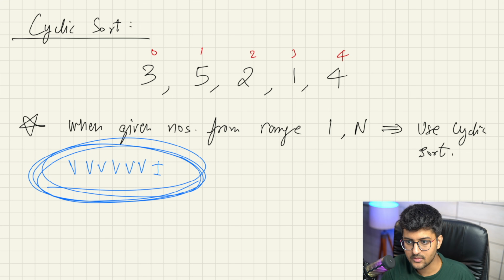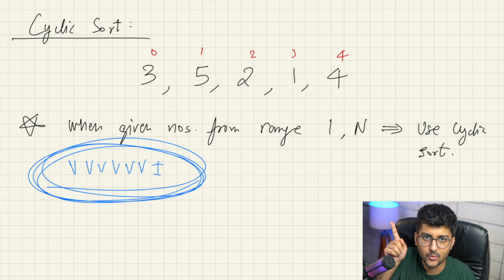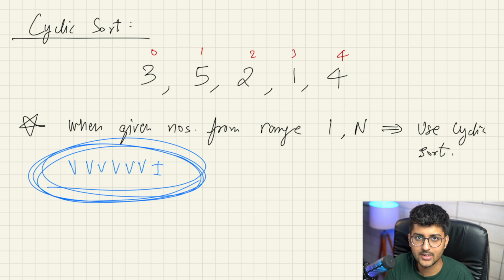Some Amazon questions will be like: you're given numbers from 1 to n, find the missing number. You're given some unsorted array, find the smallest positive missing number. You're given numbers from 1 to n, find the duplicate number. So what do all these things have in common? 1 to n. So whenever you see a question that has a range given from 1 to n, what do you do? Cyclic sort. You remember, Kunal said range given from 1 to n, that's cyclic sort.